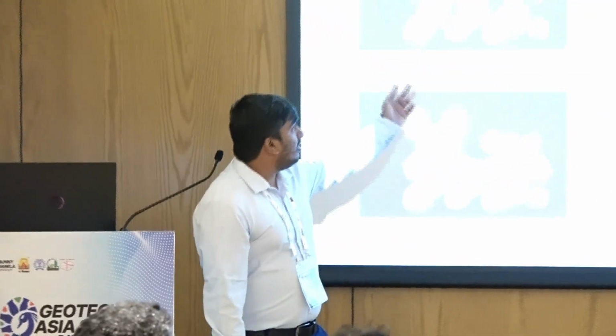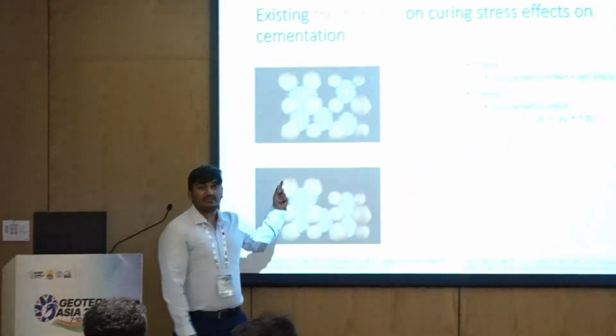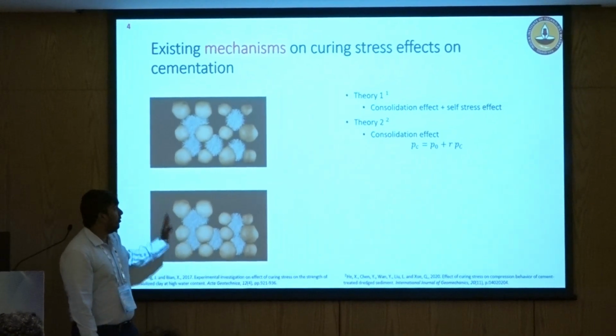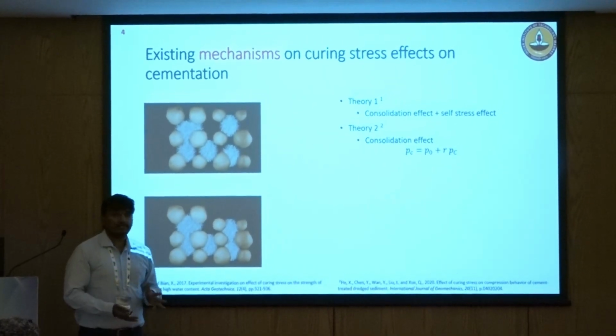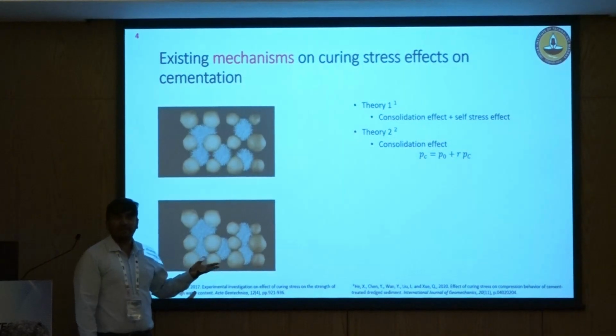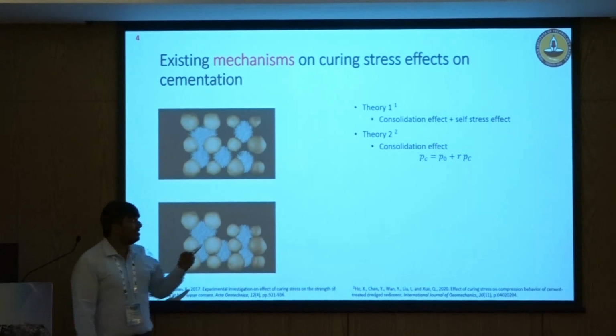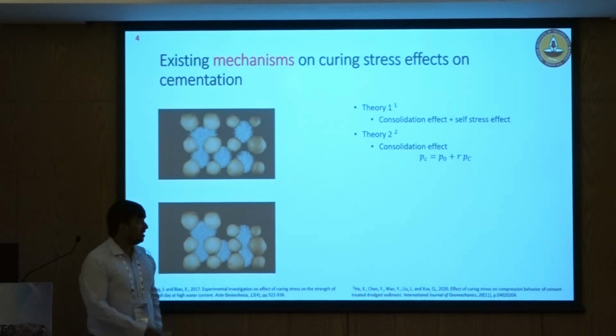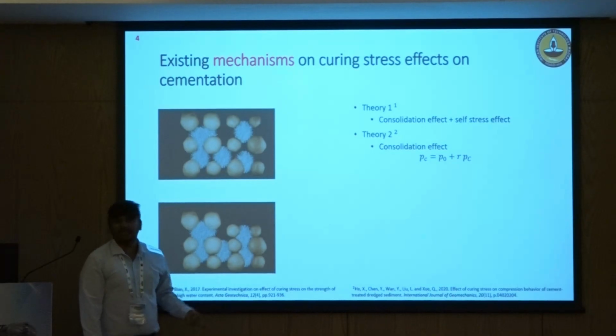So these are the two theories commonly available in the literature. When we are increasing the curing stress, your porosity is decreasing and your water content is decreasing, which means the microstructure we are going to observe is more compact and dense. On top of that, we have the consolidation effect and the self-stress effect. Theory 1 suggests that there is a self-stress effect and a consolidation effect combined. Theory 2 suggests that there is only a consolidation effect.